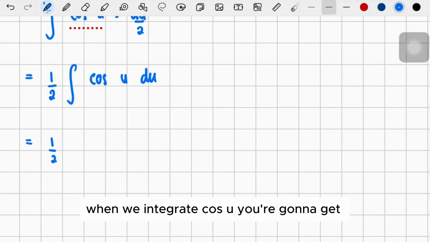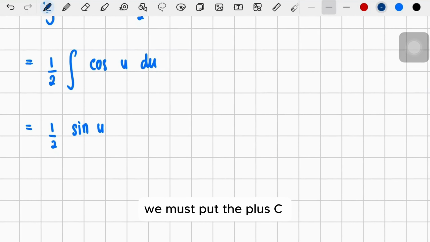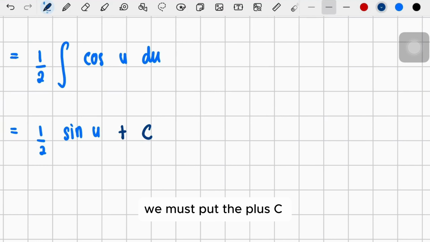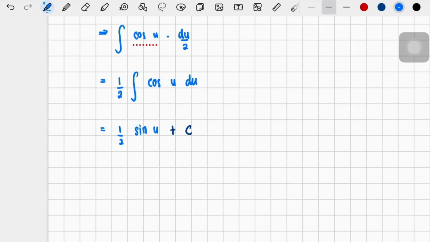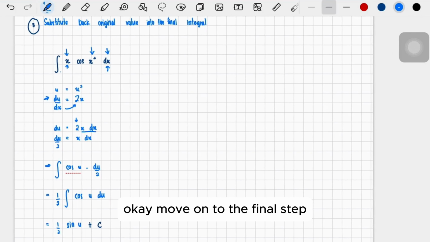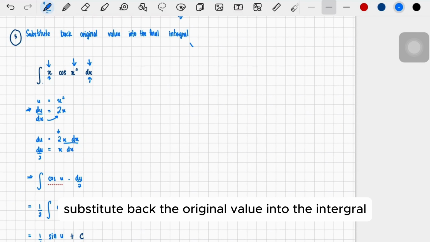Okay, class, when we integrate cos u, we are going to get, yes, right, sin u. But don't forget, we must put the plus c because we don't know the boundaries. Okay? Okay, move on to the final step, which is substitute back the original value into the integral.